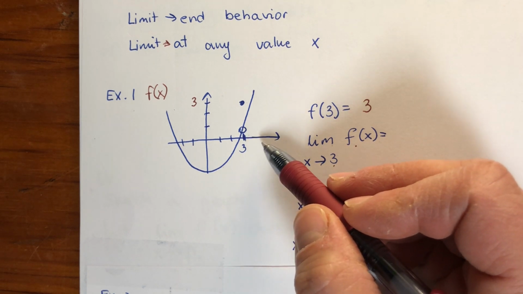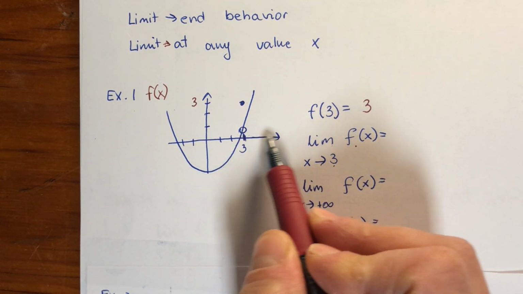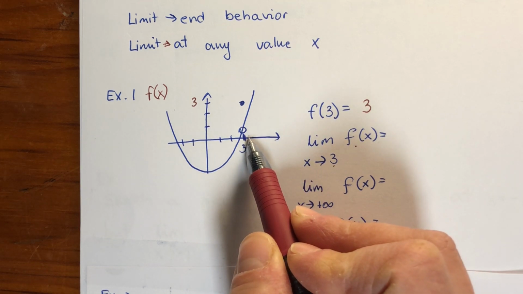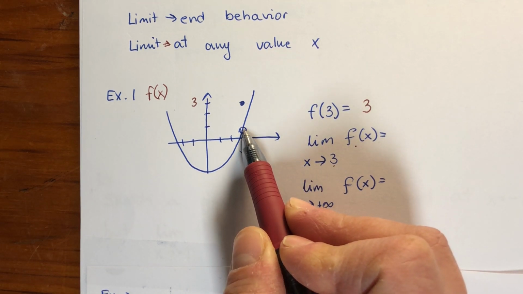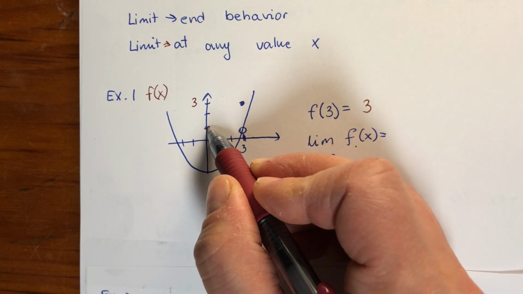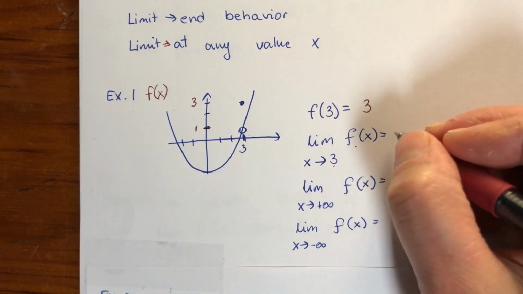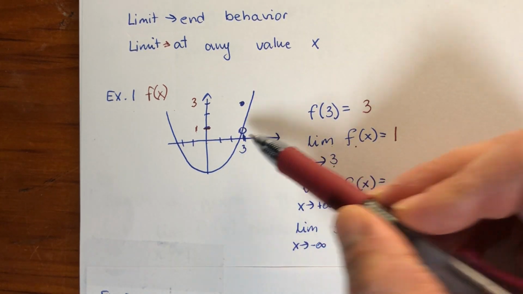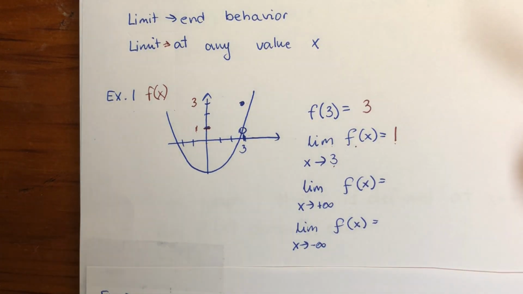Oh, I am messing up the sides. This is left side, this is right side. So going from the right hand side, when we go towards 3, our limit is going to be, and let's assume that this is 1, equivalent to 1, and because they are the same from both left and right hand side, the limit exists.